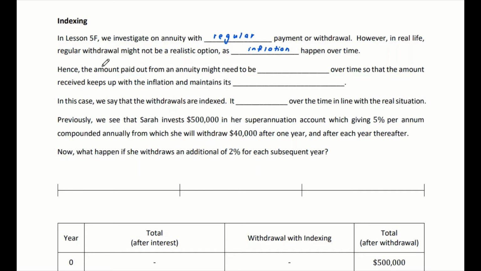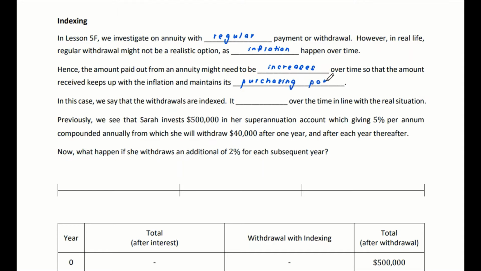So that's why, instead of doing a regular withdrawal, we are increasing the amount of money that we withdraw from the annuity account over time. Please remember that we are doing this not because we want to spend more, or because there is something specific that we want to buy. We are doing this so that the money keeps up with inflation, and we can maintain our purchasing power, because we want to keep up with the increasing living expenses.